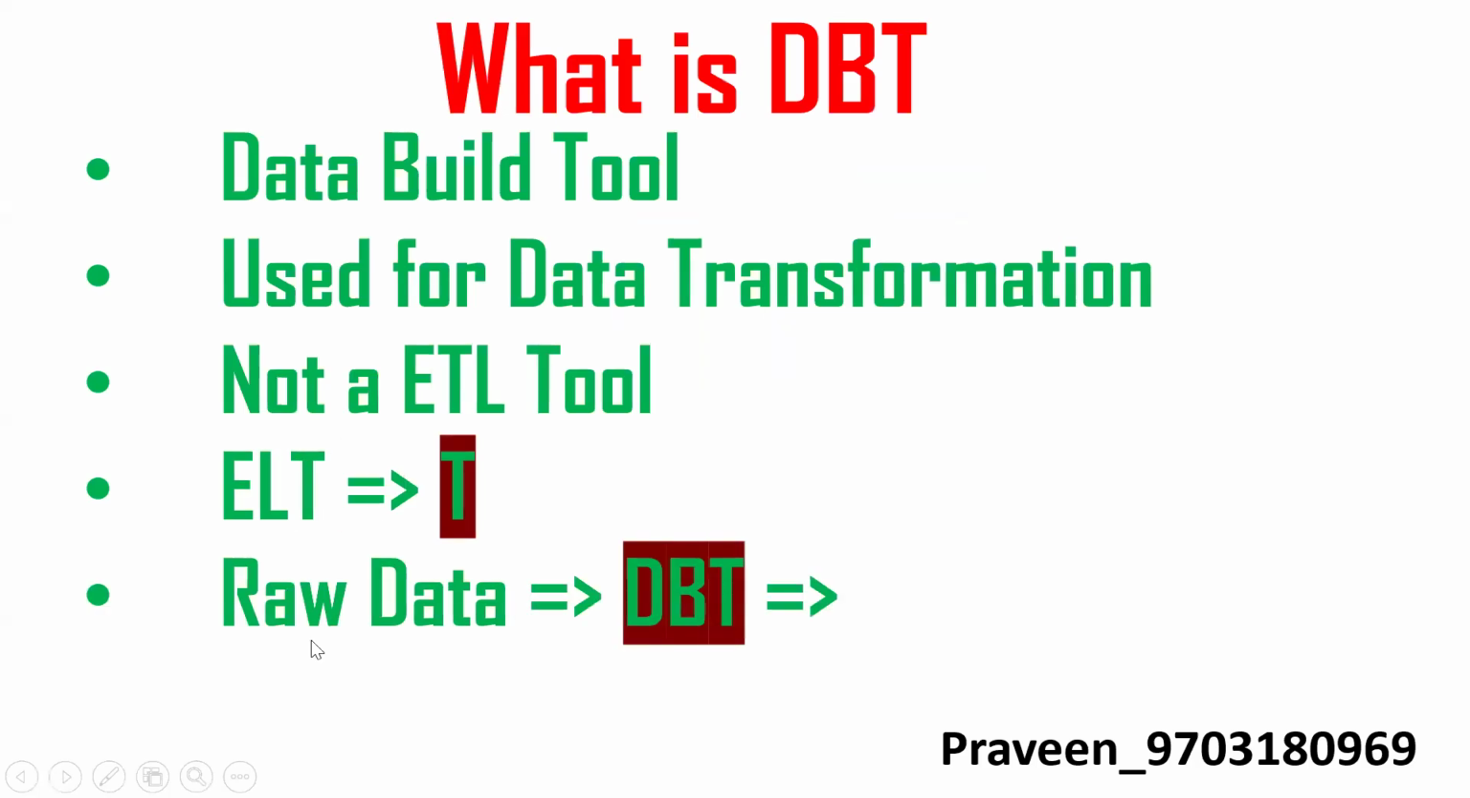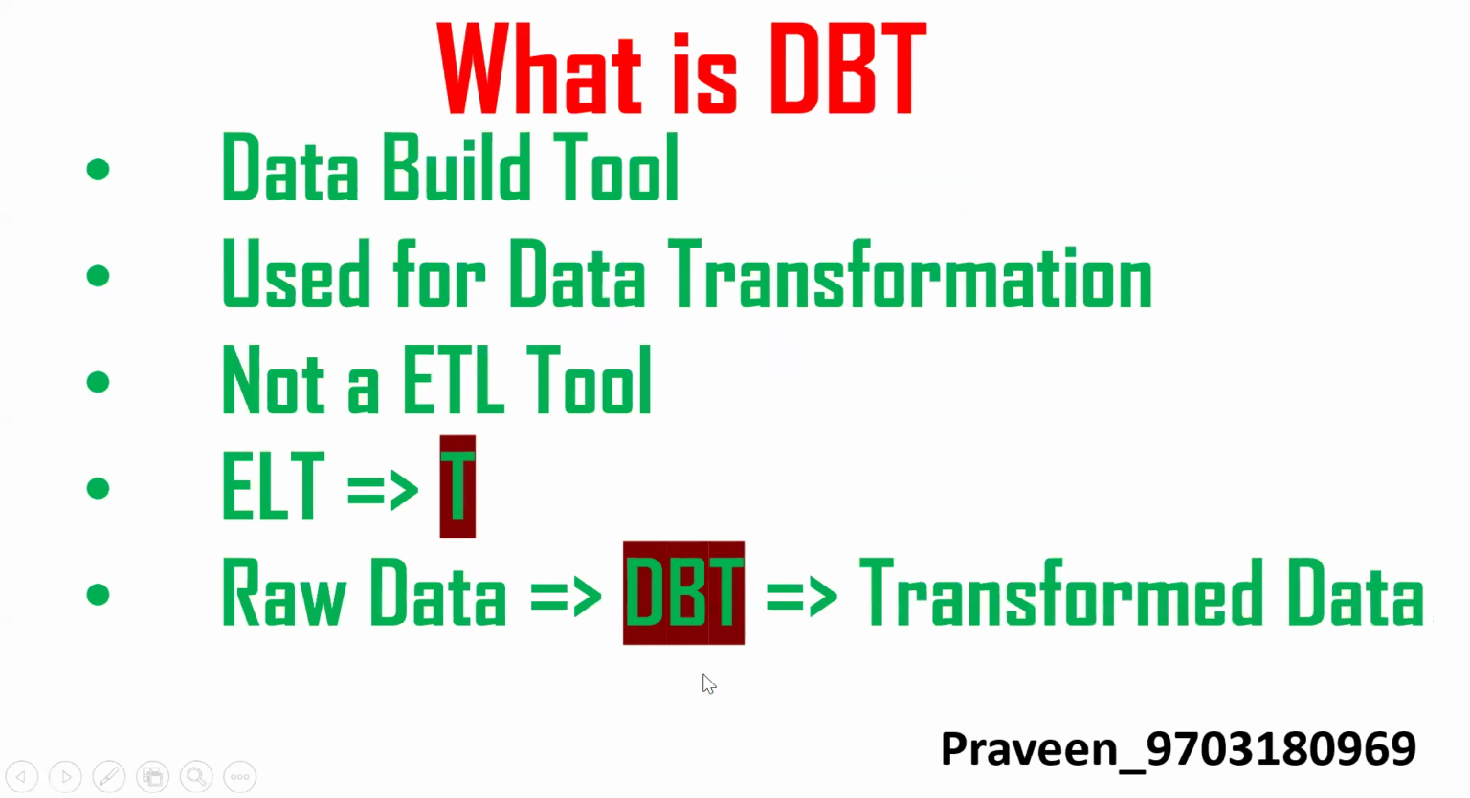It is used to take the raw data and, with the help of DBT, get transformed data. It is used to process data that has already been loaded in the respective data warehouse, whether it can be Snowflake, Redshift, BigQuery, or Databricks, anything. Simply taking the raw data, doing the transformations, and giving it back to the same data warehouse.